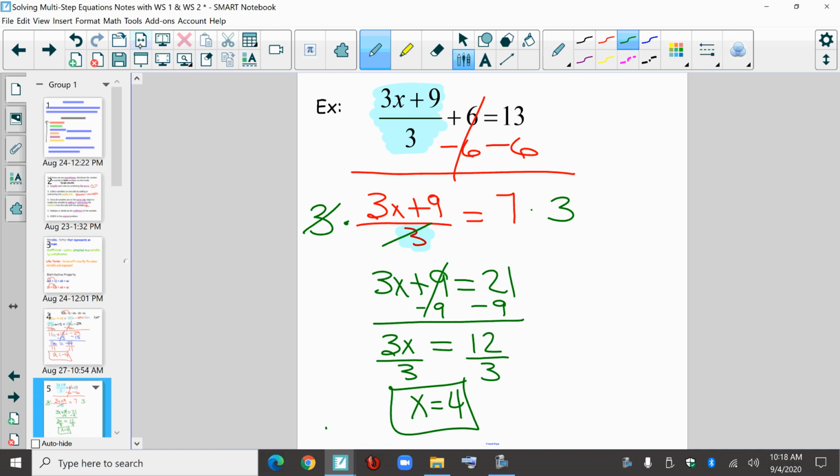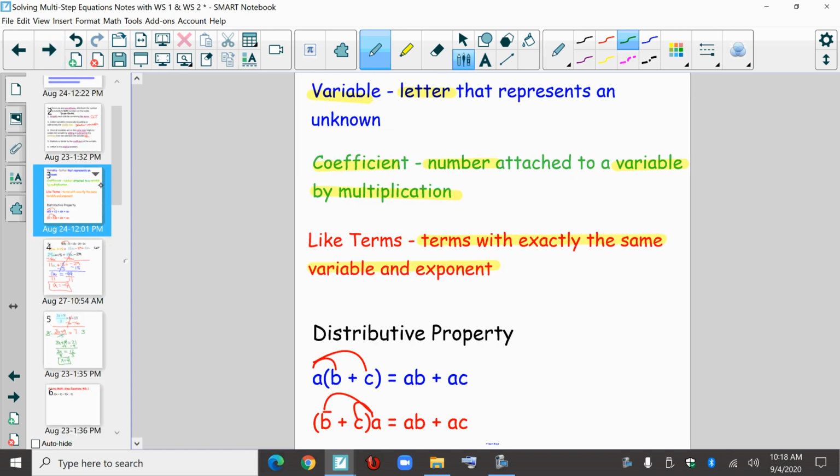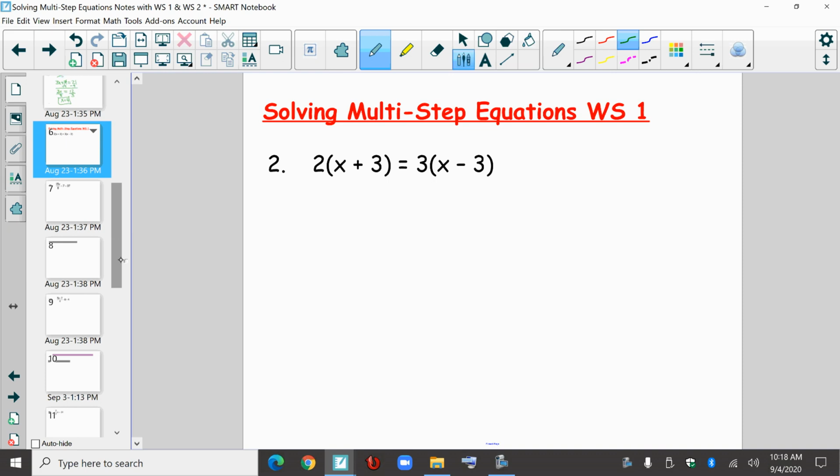Okay? So these are a lot harder. Okay? So let's go ahead and start tonight's homework so that you know what you're doing. So, number 2, do you have parentheses? And the answer to that is yes, you do.